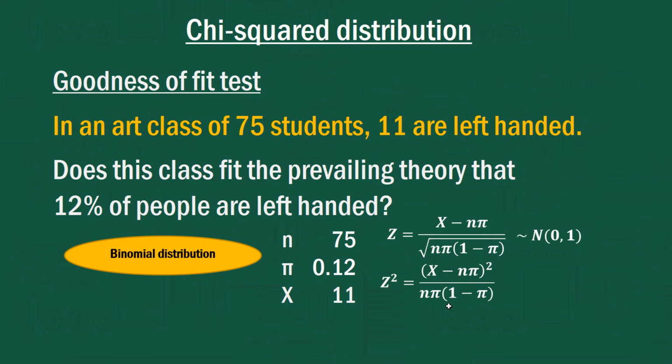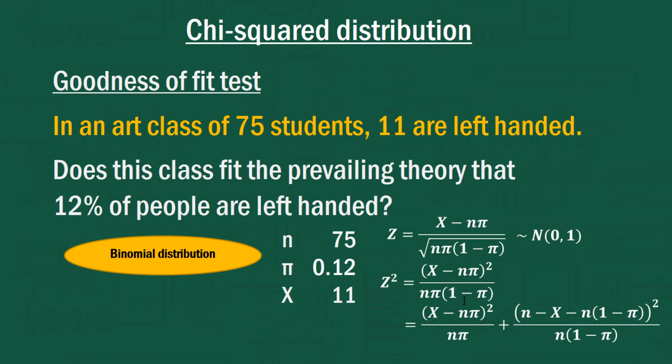Hopefully you can see where this is going. When we square all this stuff, the square root on the bottom disappears. That's quite nice. We also have x minus n pi all squared. Now there's a bit of algebra to go here, which I'll happily put a link to in the description of the video if you really care. But you can get from this equation to this one quite neatly.